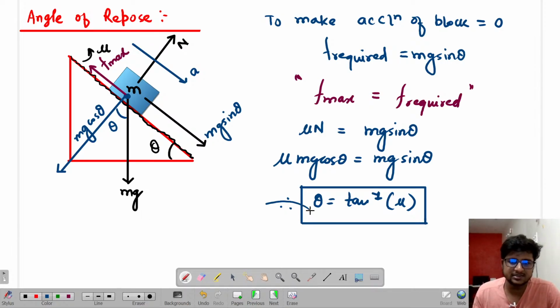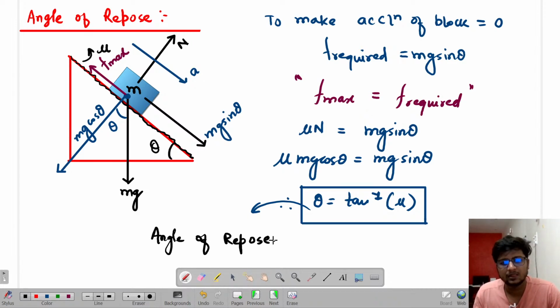And this is why this angle is given a name: angle of repose. What is it called? Angle of repose. Is that clear or not? Did you understand or not?